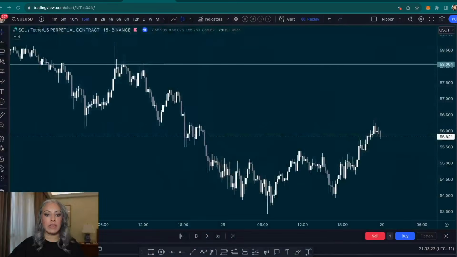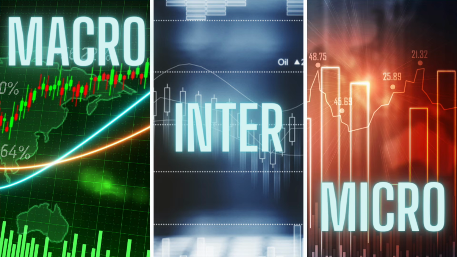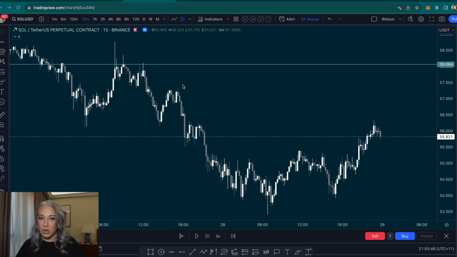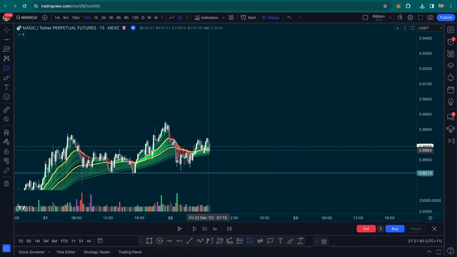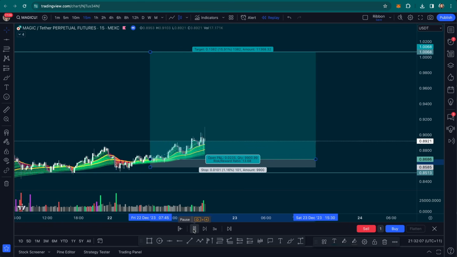Now, the strategy that I'm about to show you can technically be used on any time frame, but for me personally, I like to use it on smaller time frames, especially when the macro, the intermediate, and the micro trends are all aligned. And my reason for this is because the smaller time frame, something like the 15-minute time frame, helps me snipe the best entries, which ends up giving me a much better risk to reward.